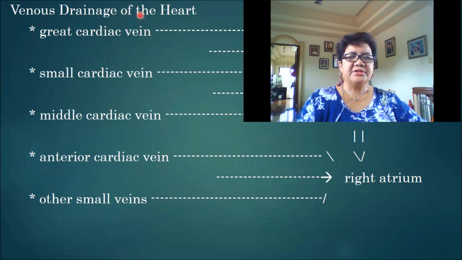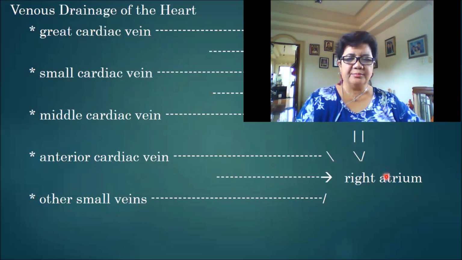We go to the venous drainage of the heart. The venous drainage of the heart will all end up in the right atrium. But there are three that will go first to the coronary sinus before draining into the right atrium. So you have the great cardiac vein, the small cardiac vein, and the middle cardiac vein draining first to the coronary sinus before draining to the right atrium. But the anterior cardiac vein and the other small veins will drain directly into your right atrium.